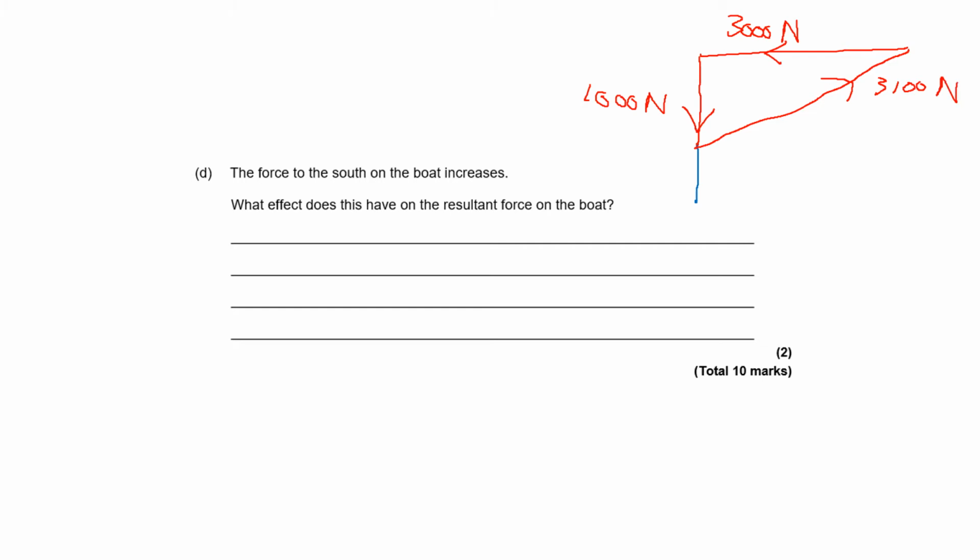And then what happens if I change it? Because I've made the southerly force much longer, we can see that the resultant force is going to look more like the blue line. So from that diagram we can clearly see that the resultant force is going to get larger and the angle to the horizontal is also going to get larger. You'll notice there's 2 marks here, and that now gives us 2 things we can say. The resultant force will increase.